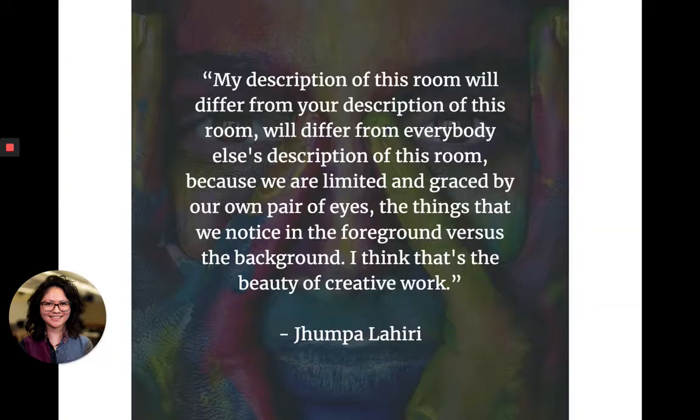As you might recall, Jhumpa Lahiri says this in her video, quote, "My description of this room will differ from your description of this room, will differ from everybody else's description of this room, because we are limited and graced by our own pair of eyes. The things that we notice in the foreground versus the background, I think is the beauty of creative work." So what stands out to you is going to be different for everyone. And what's meaningful as your meaningful takeaway is going to be different for you.